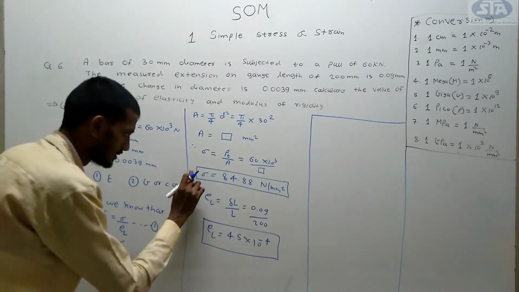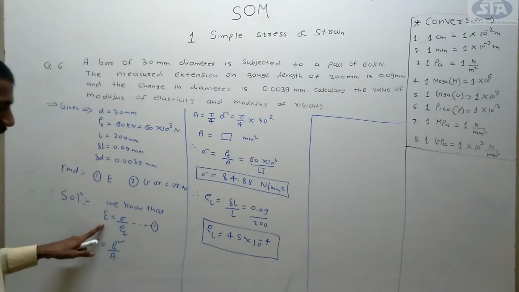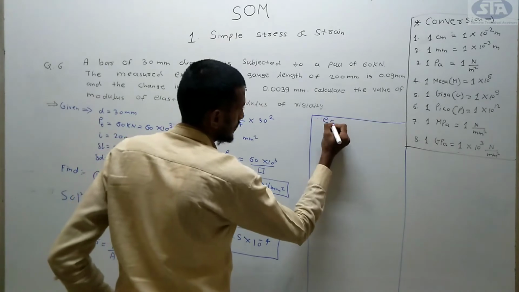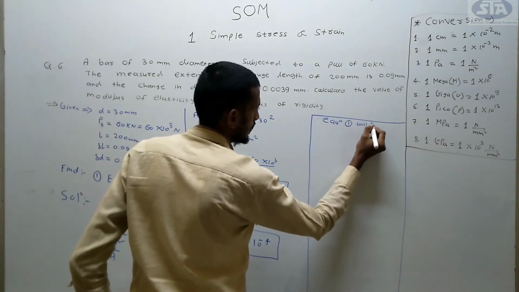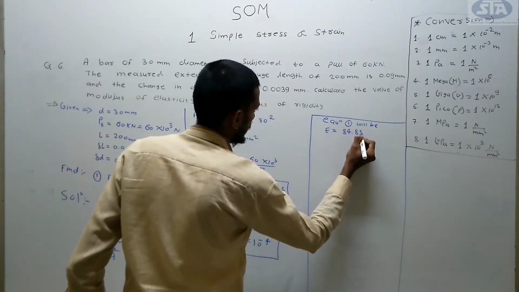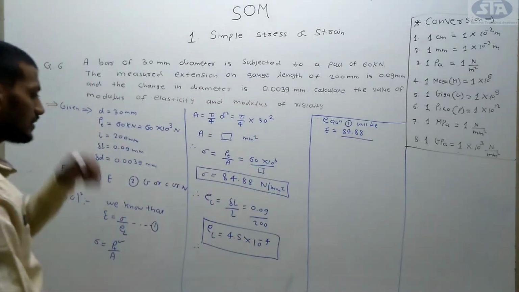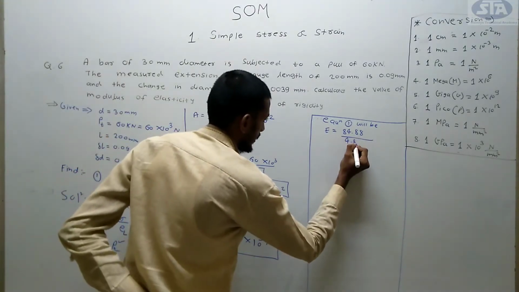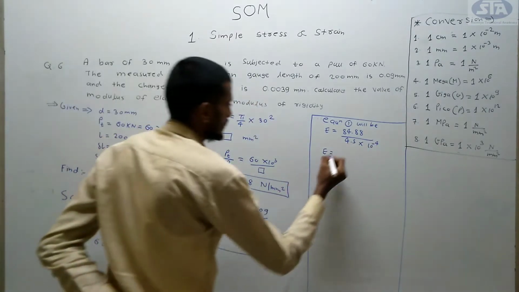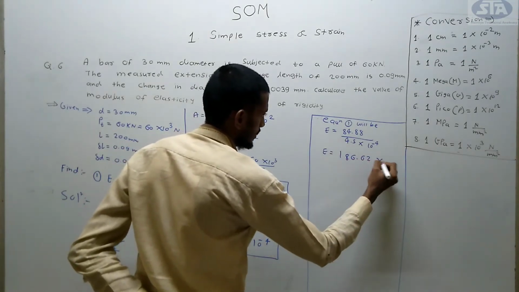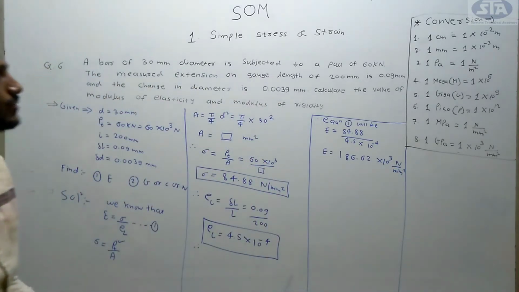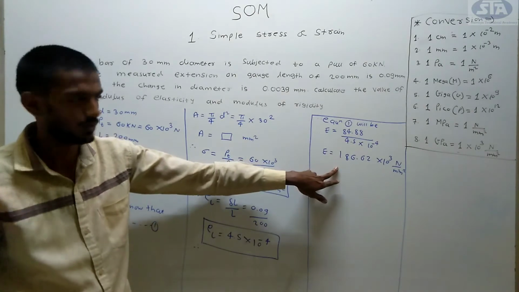Now we got sigma, we got linear strain. Now equation 1 we can calculate. Therefore equation 1 will be: capital E is equal to sigma value which is 84.88 divided by 4.5 into 10 raised to minus 4. The answer becomes 186.62 into 10 raised to 3. Unit is Newton per mm square. This is the value of capital E, that is called modulus of elasticity.